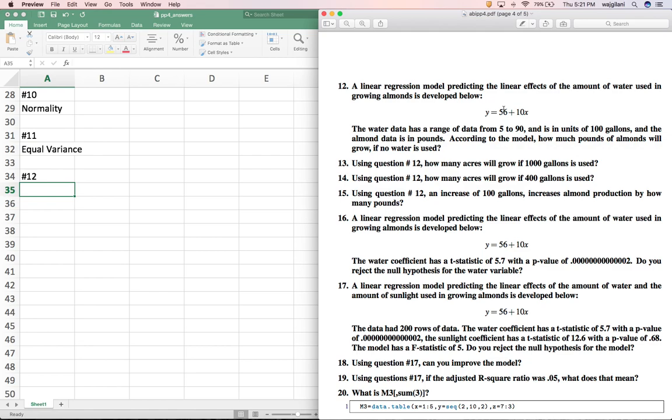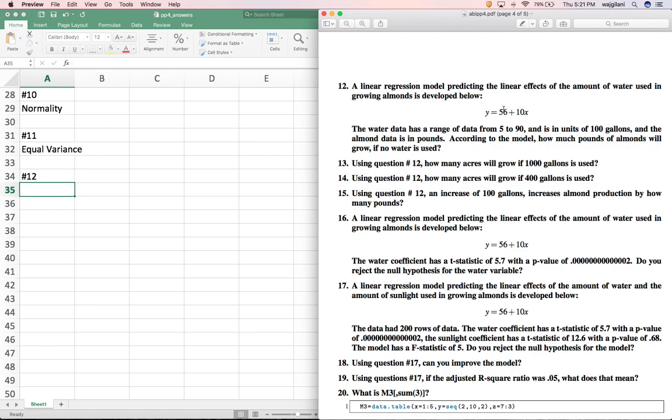And the almond data is just purely in pounds. According to the model, how many pounds of almonds will grow if no water is used? Now, first of all, what is my independent data here? My independent data is the gallons of water. What is my dependent data? It's the pounds of almonds.